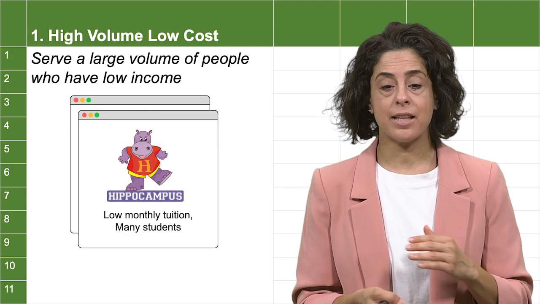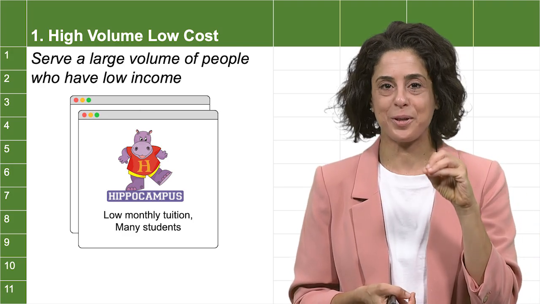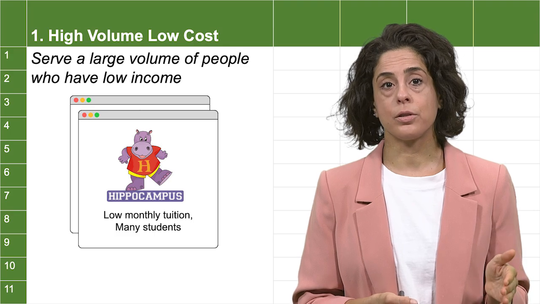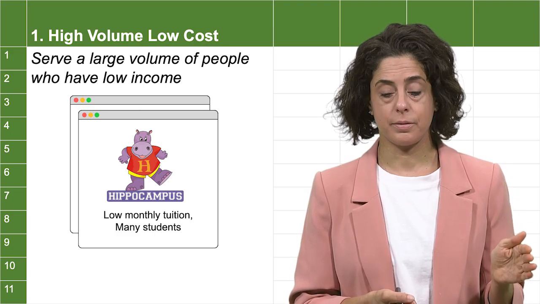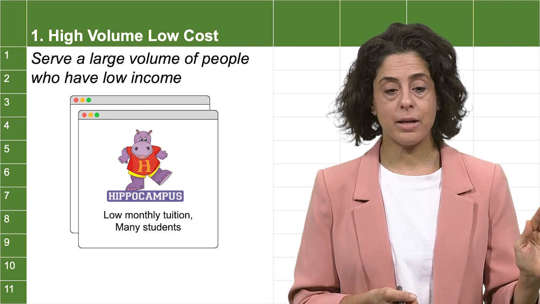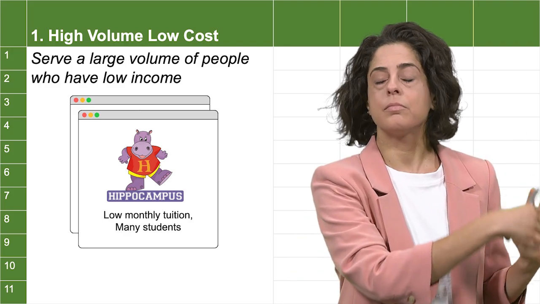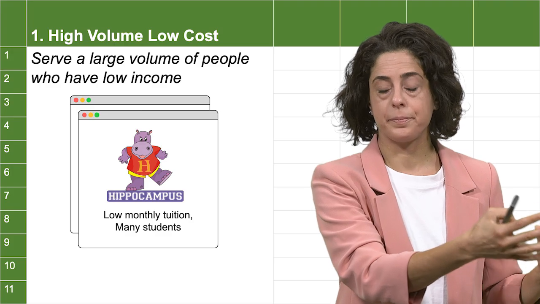So the idea is that the more people you reach, you can operate at a small cost. So that's the first model, is high volume, low cost. So everyone's paying the same, they're paying a small amount, and then it generates a small surplus revenue. If you have enough people, then you have enough financial viability.